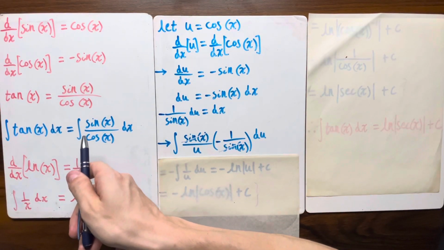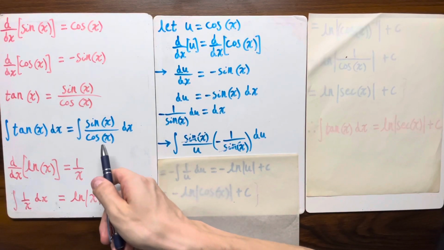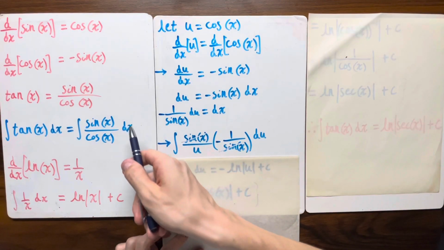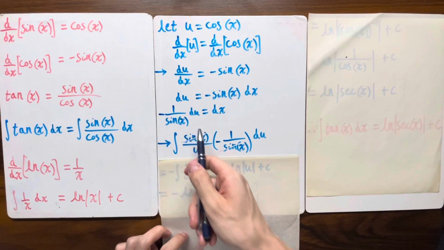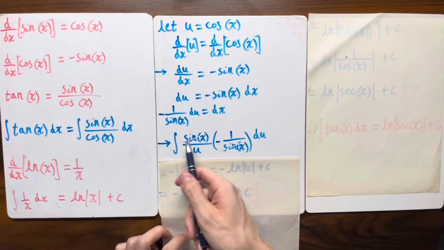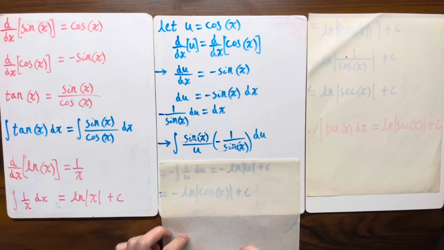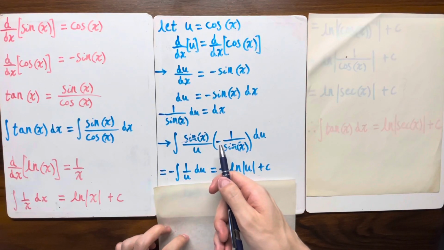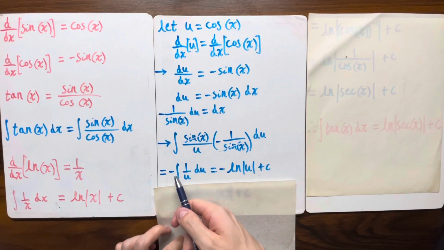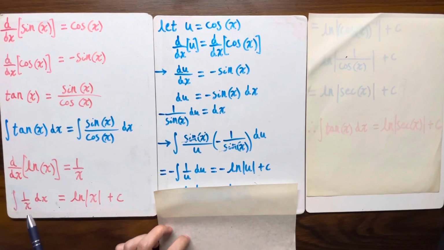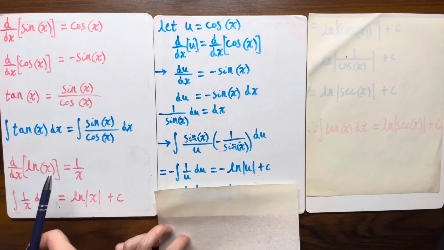So the integral of sine of x over cosine of x, we said cosine was u, so plug in the u, and then the dx is this negative 1 over sine x du. And notice these signs cancel, and we just get left with the negative 1 over u du. Factoring out the negative, we get this negative integral of 1 over u du. And recall that the integral of 1 over x is ln of x plus c. We know this because of this fact that the derivative of ln of x is equal to 1 over x.